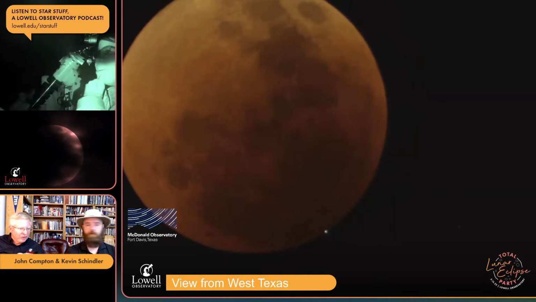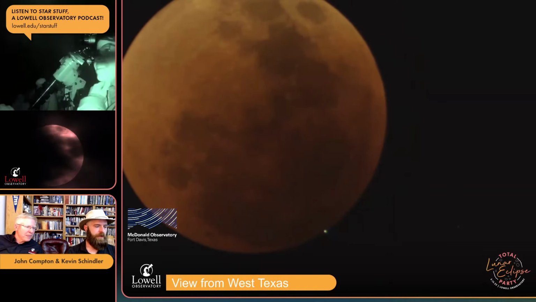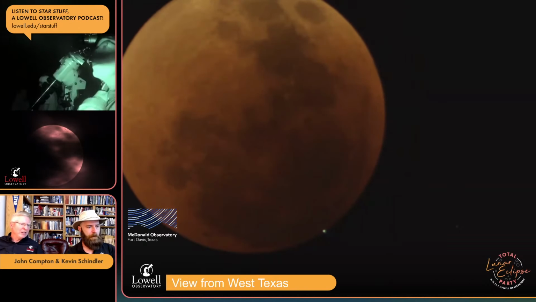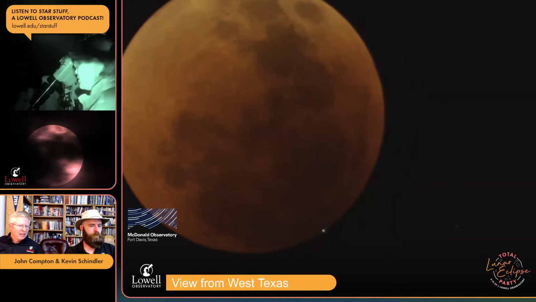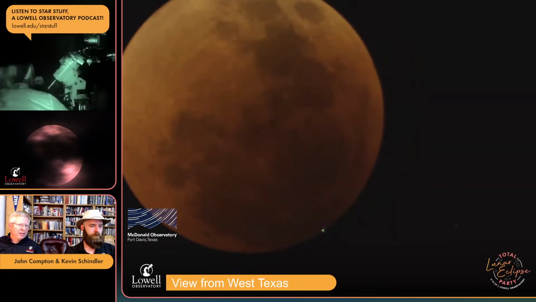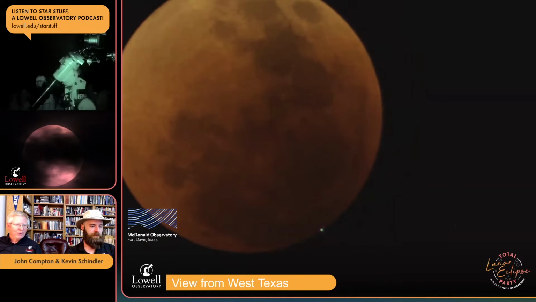Let's take a look at the view also. They're still getting the one from West Texas. Okay, and you can definitely see it. It's got an orange hue to it, again because the light is still being refracted through Earth's atmosphere.